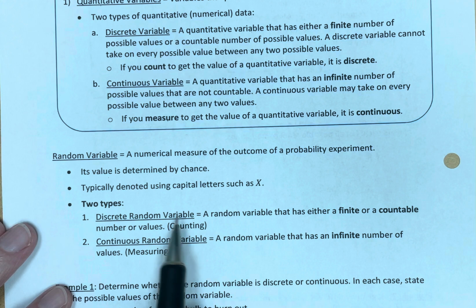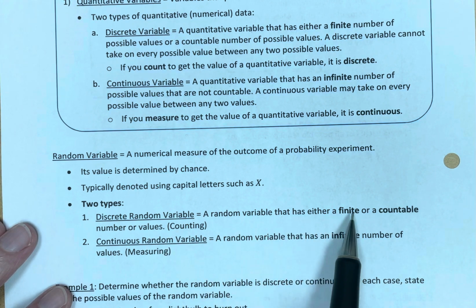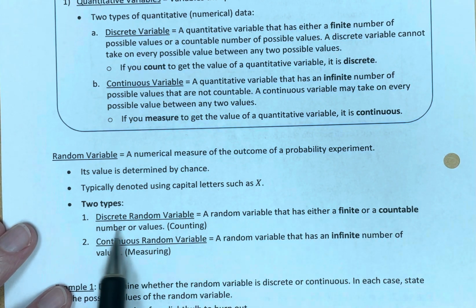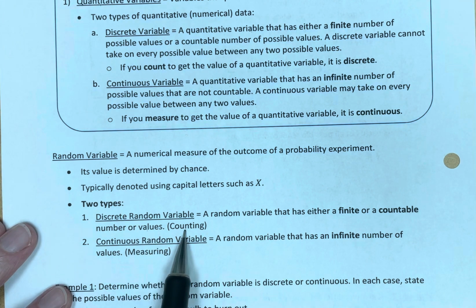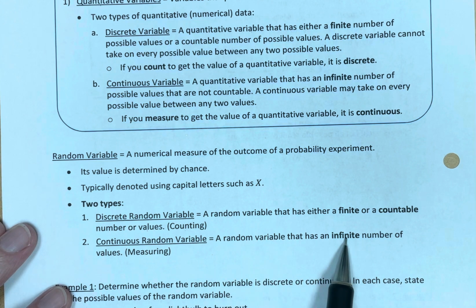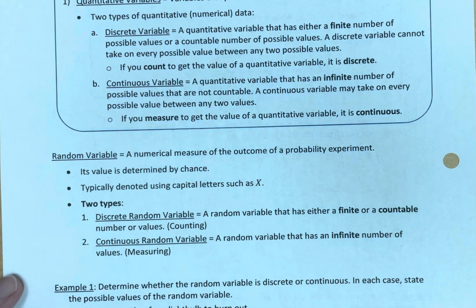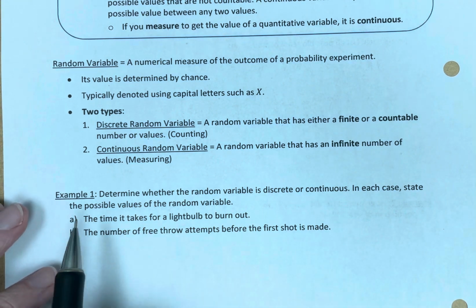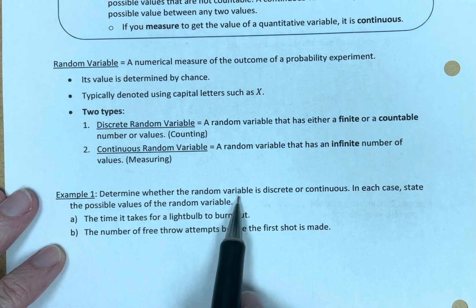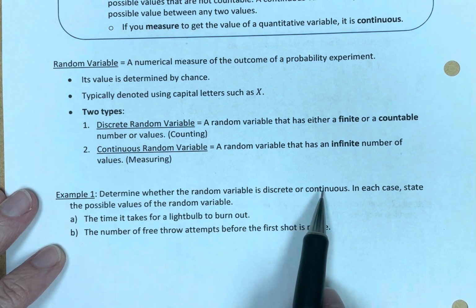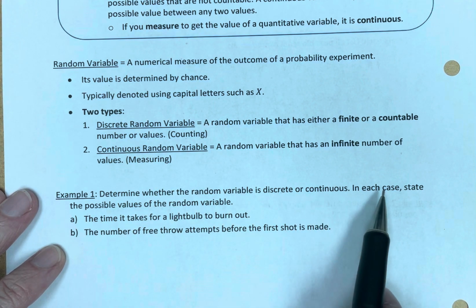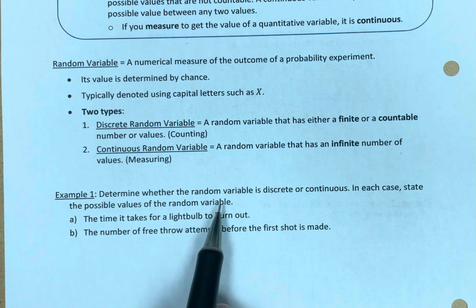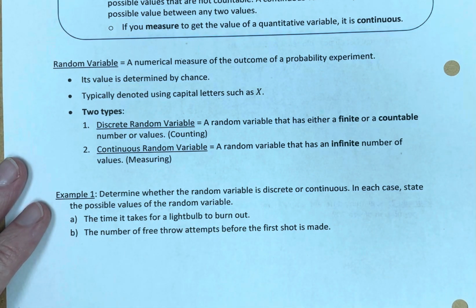A discrete random variable is a random variable that has either a finite or a countable number of values. We find those by counting. A continuous random variable is a random variable that has an infinite number of values. We find continuous random variables by measuring. All right, so we're just going to look at a couple of examples. Is it discrete or continuous? Determine whether the random variable is discrete or continuous. In each case, state the possible values of the random variable.